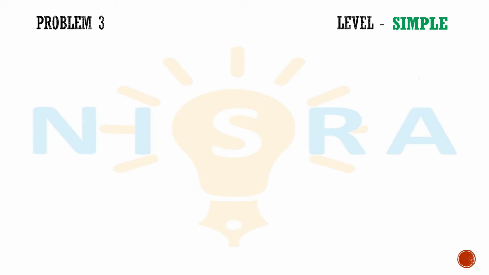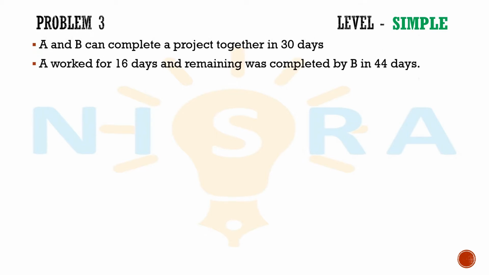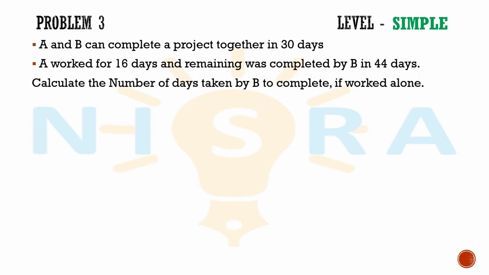Now we look into problem 3. A and B can complete a project together in 30 days. A worked for 16 days and the remaining was completed by B in 44 days. Calculate the number of days taken by B to complete if worked alone. Now consider A can do X units of work a day and B can do Y units of work a day.